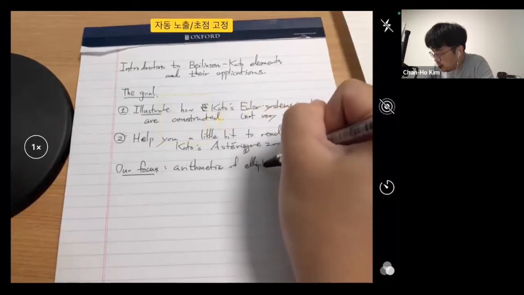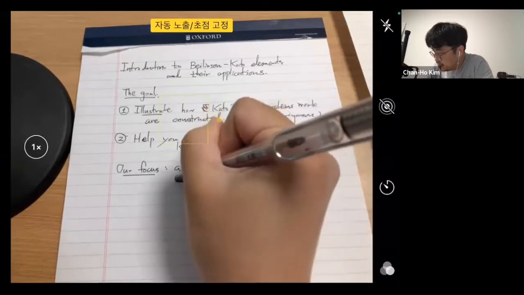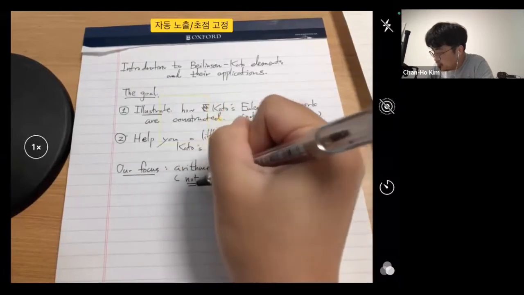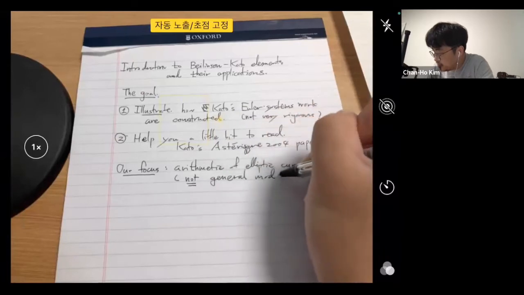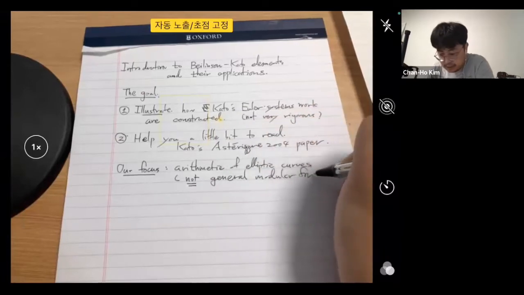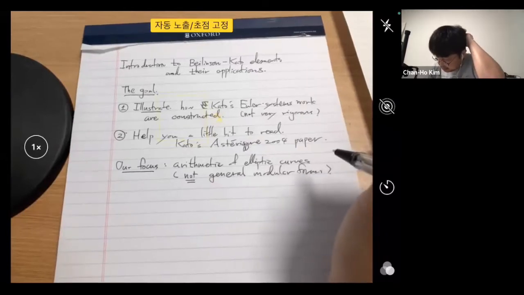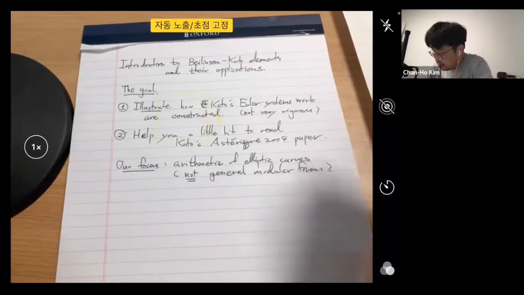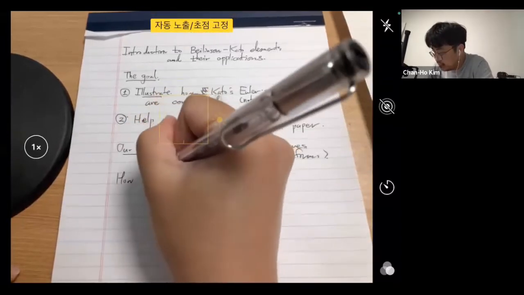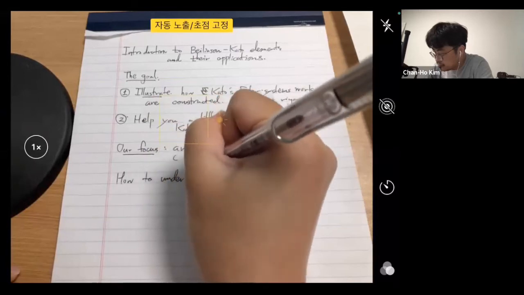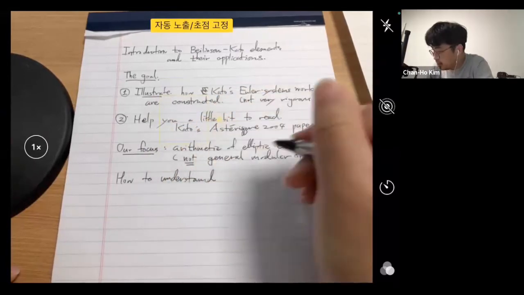Which means I would not deal with general modular forms. And let me start with an example. So the first question is how to understand the rational points on elliptic curves.